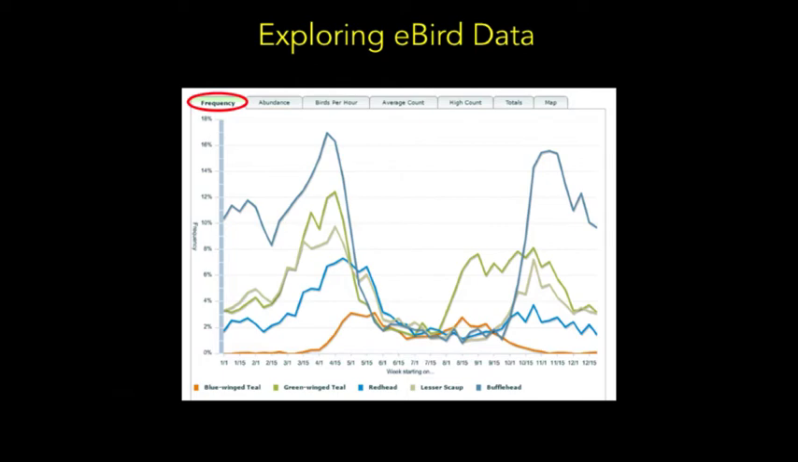You can graph the frequency of occurrence of any of the species you like, 5 at a time. So it's a little bit limiting, but if you want to just grab 5 for some purpose, or just 1, it's pretty easy. And you can also look at them in a lot of different ways. You can look at the frequency, that's how many checklists they showed up on. Abundance, how many were there. Birds per hour, average count, high count, total, and then over to the map. So as always, eBird gives you many, many options for looking at the data.